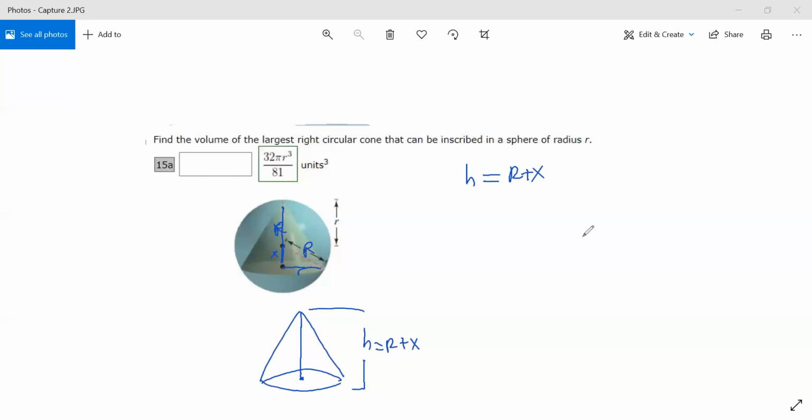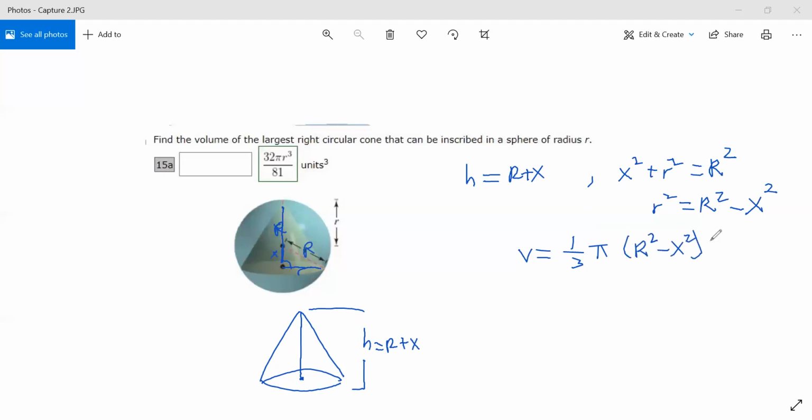Then, using this right triangle here, we also have x squared plus r squared equals the capital R squared. Then r squared equals capital R squared minus x squared. So now I can write the volume of a cone, which is 1 over 3 pi r squared times h, and r squared is this, times h, which is r plus x. And then compute the derivative of this.